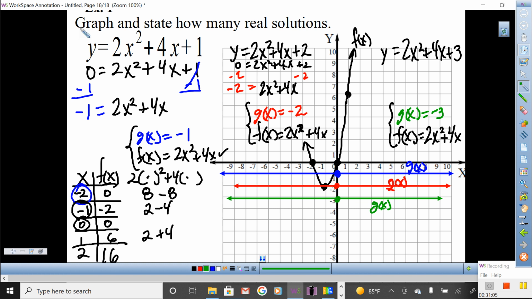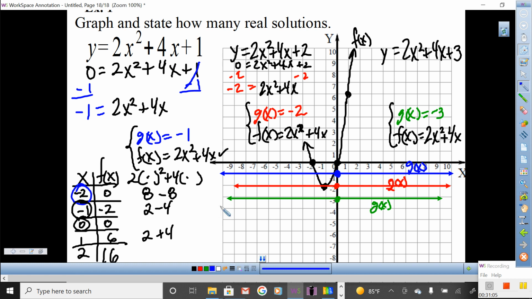Look up to the screen, write your utensils down, you're going to miss it. It says, graph, did we know how to graph these as systems? Yes, okay. So the process is set it equal to 0, eliminate the constant, write your system, do f of x first with a table from negative 2 to 2, and g of x is a linear, there it is. We did that to all of these. But then it says, state how many real solutions.